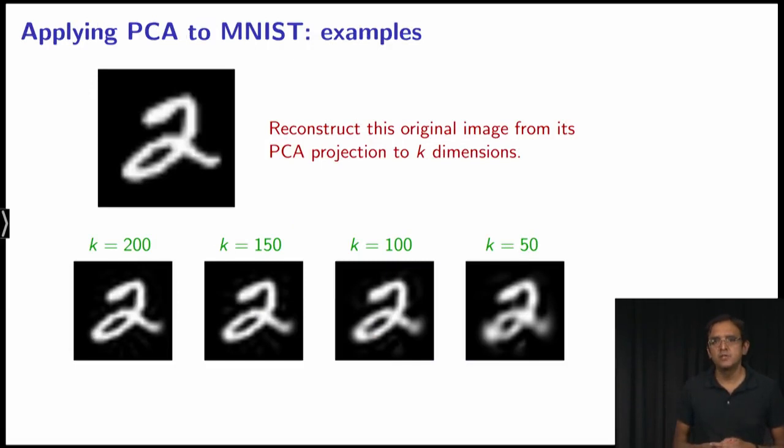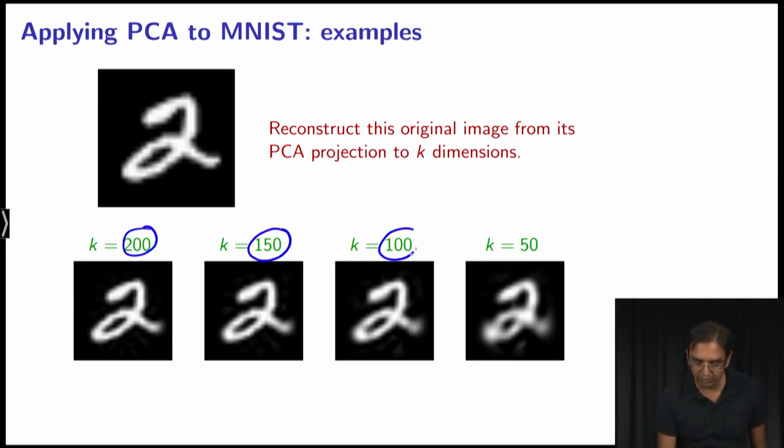What's happened over here is that we've taken the MNIST data set. We've computed its covariance matrix for the entire data set. We recovered the top few eigenvectors, and we're going to project onto the top k directions, where k is here either 200 or 150 or 100 or 50. In these pictures, I've picked a particular digit, the one you see on the top, and I've shown what its projection looks like for different values of k.